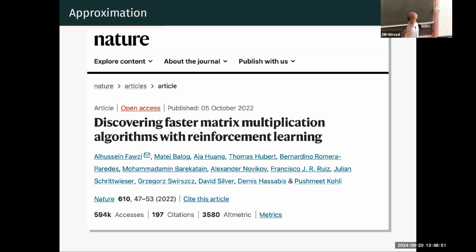Another result that you might have seen was about faster matrix multiplication algorithms. And they, in the end, actually used a very, very similar approach. And you might be wondering how this is possible, how a reinforcement learning, essentially discrete optimization approach, can come up with matrix multiplication algorithms. But it turns out that there is a well-known reformulation of matrix multiplication, where you're essentially trying to find a low-rank tensor decomposition of a three-dimensional tensor.